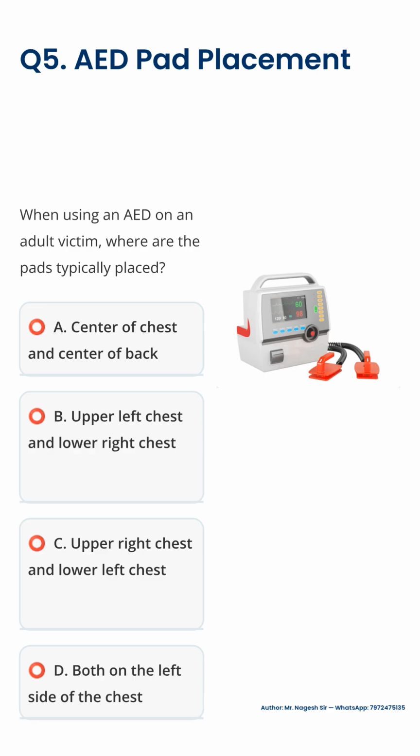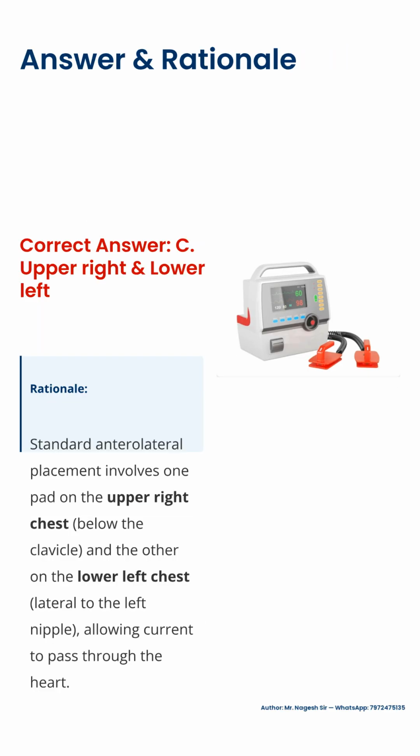Question 5. AED pad placement. When using an AED on an adult victim, where are the pads typically placed? The correct answer is C, upper right chest and lower left chest. This standard anterolateral placement ensures the current passes through the heart.